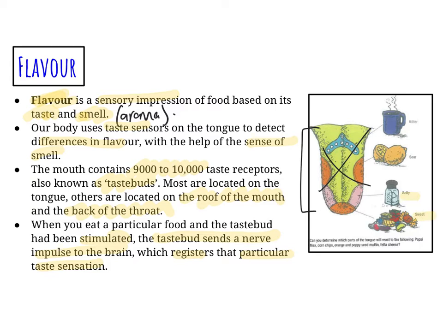So we have sweet, salty, sour, and bitter. And the last one that has been most recently developed is umami. And that has more of a savory flavor and a meaty flavor, and that was discovered in Japan.